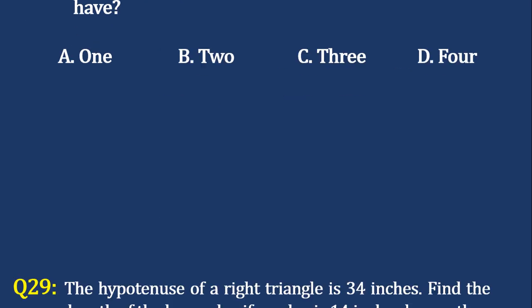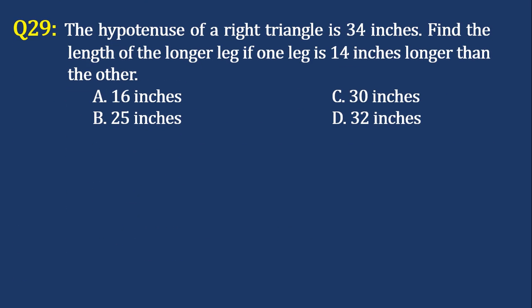Let's have question number 29. The hypotenuse of a right triangle is 34 inches. Find the length of the longer leg if one leg is 14 inches longer than the other leg. Now let's create a right triangle first. So this is the longer leg, shorter. So this is 34 units or 34 inches. Let's represent the shorter leg by x. And so the longer leg is x plus 14.